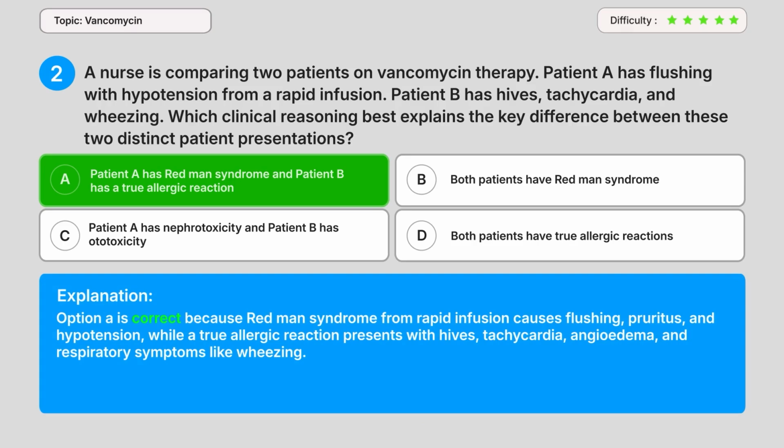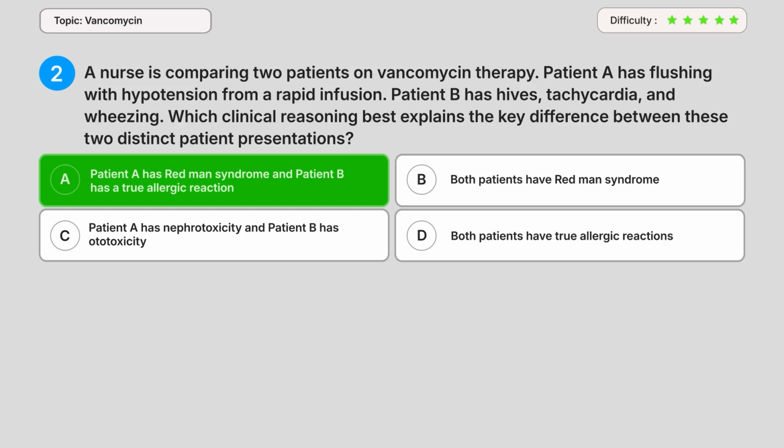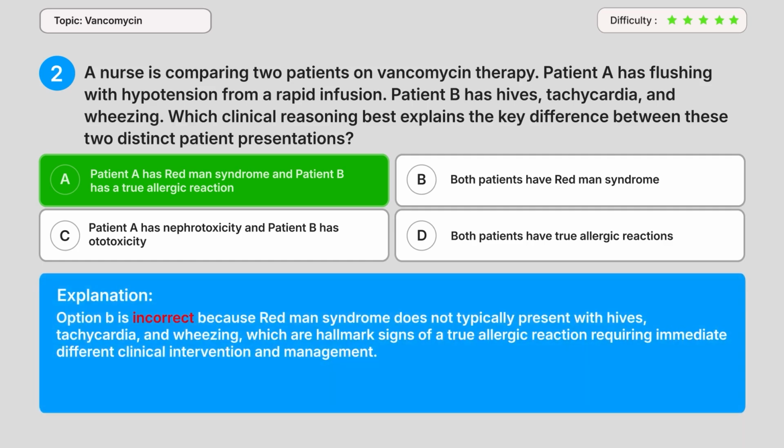Explanation: option A is correct because Redman syndrome from rapid infusion causes flushing, pruritus, and hypertension, while a true allergic reaction presents with hives, tachycardia, angioedema, and respiratory symptoms like wheezing. Option B is incorrect because Redman syndrome does not typically present with hives, tachycardia, and wheezing, which are hallmark signs of a true allergic reaction requiring immediate different clinical intervention and management.